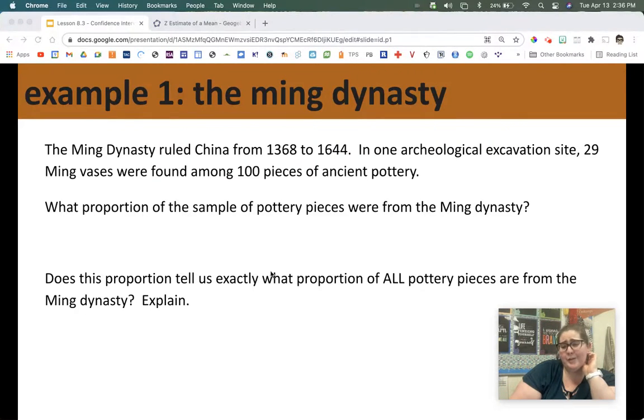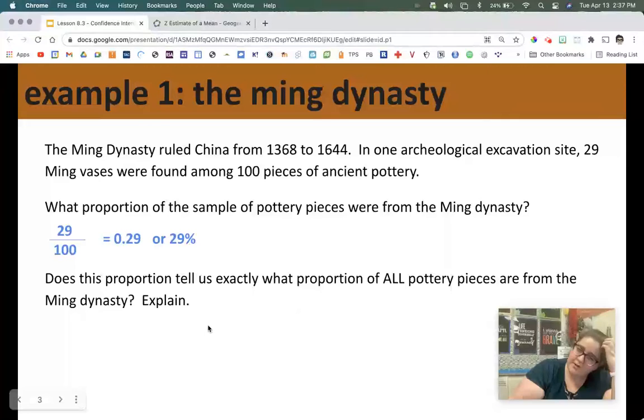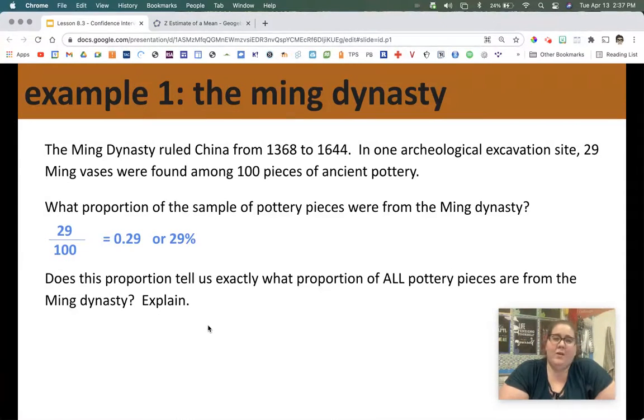So to get that proportion, we're simply going to divide the number of Ming pieces by the total pottery pieces in the sample. So there were 29 from the Ming Dynasty divided by 100 total, which would give me 29 out of 100, which is 0.29. Or if we turn that into a percentage by multiplying by 100, about 29%. So about 29% of the sample of pottery pieces were from the Ming Dynasty.